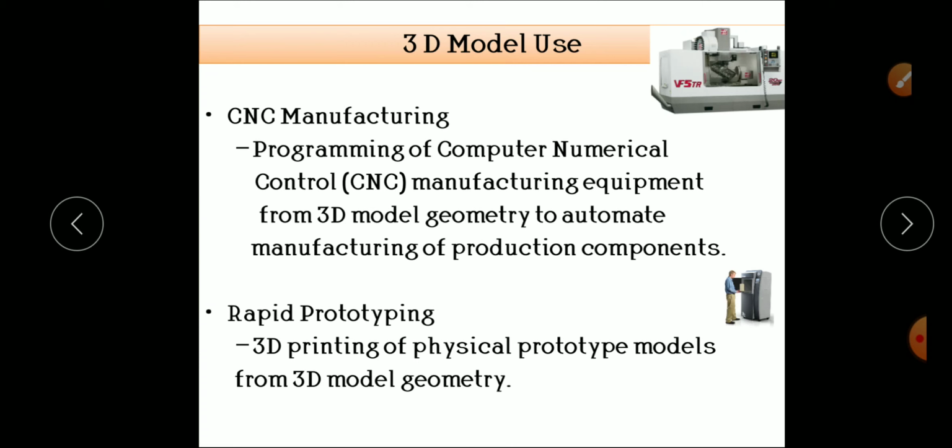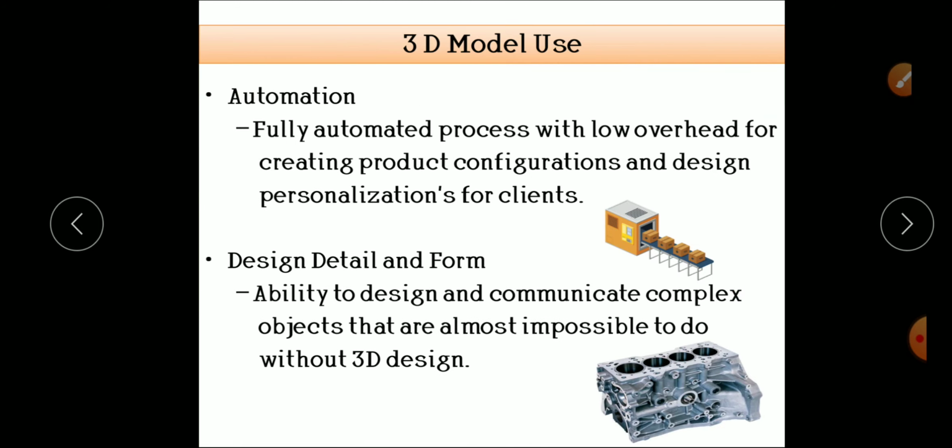Rapid prototyping is the 3D printing of physical prototype models from 3D model geometry. 3D model use in automation: a fully automated process with low overhead for creating product configuration and design personalization for clients. And design detail and form: the ability to design and communicate complex objects that are almost impossible to do without 3D design.